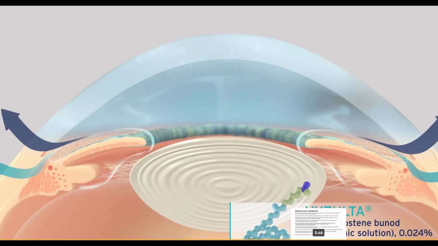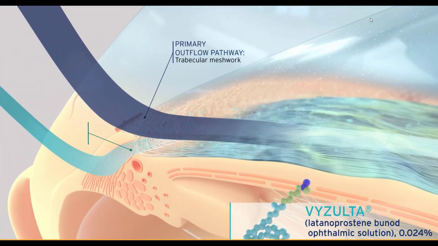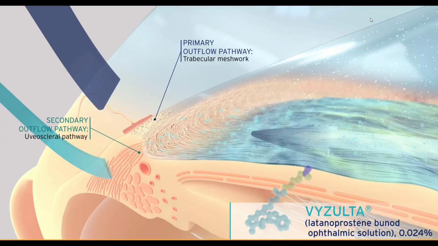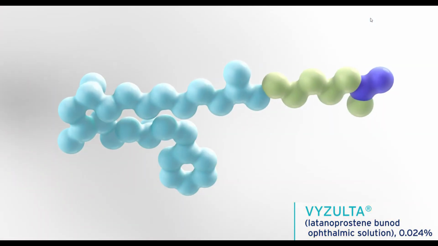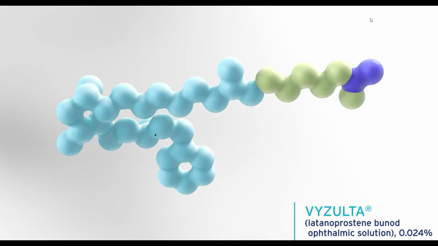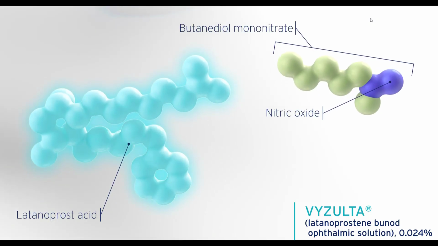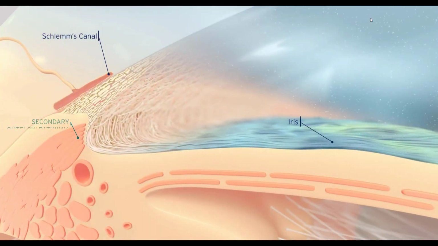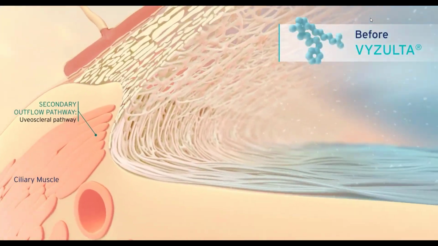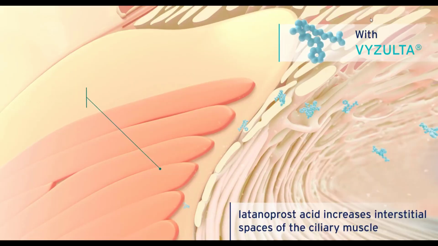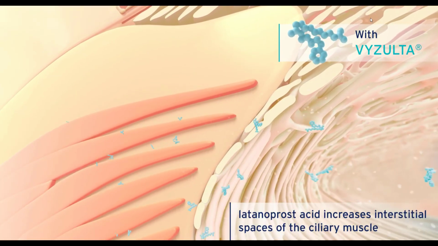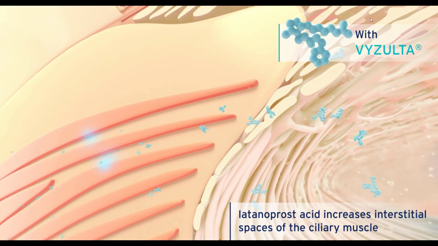Dual-action Vyzulta reduces IOP by targeting the two pathways of outflow resistance. Once in the eye, Vyzulta metabolizes into two moieties. The first moiety, latanoprost acid, is a prostaglandin analog that primarily works within the uveoscleral pathway to increase interstitial spaces between the ciliary muscle, increasing the flow of aqueous humor.